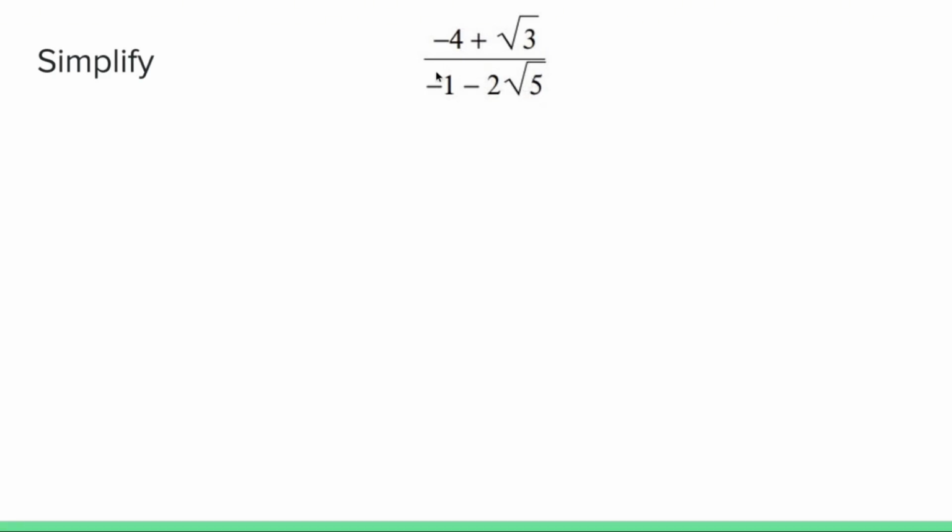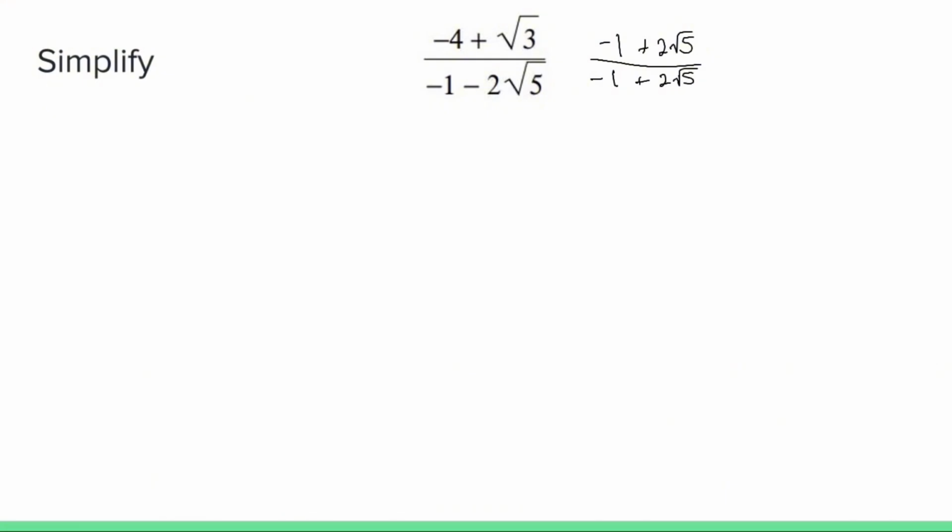Now, in a previous problem, all I had was a number times the square root of 5, and what I did is I multiplied the top and the bottom times the square root of 5, and that made that square root of 5 disappear, right? Well, I don't have that. I'm adding or subtracting in the denominator. So the way that we fix this is whenever you have a square root in the way and you're adding or subtracting in the denominator, you multiply the top and the bottom by its conjugate. That's the same exact thing, but flip the sign in the middle. Okay, so -1 plus 2 root 5.